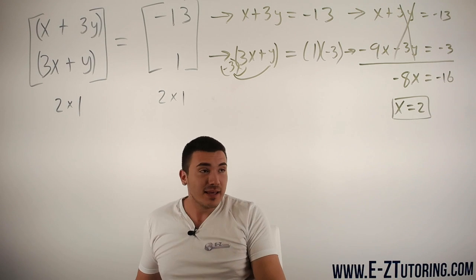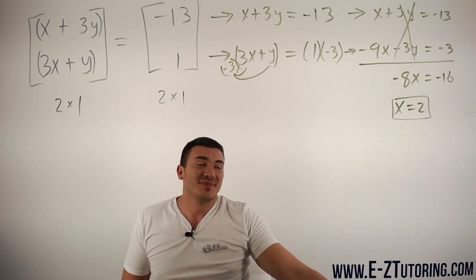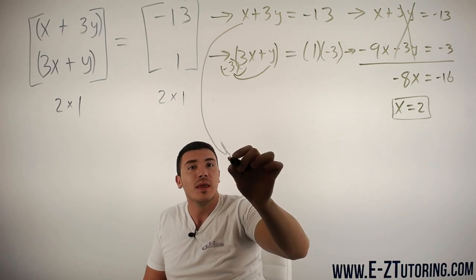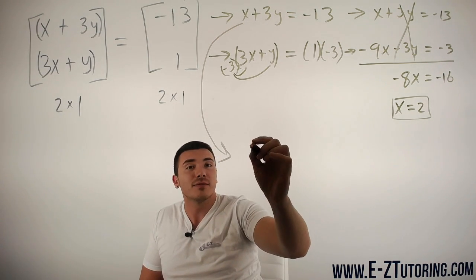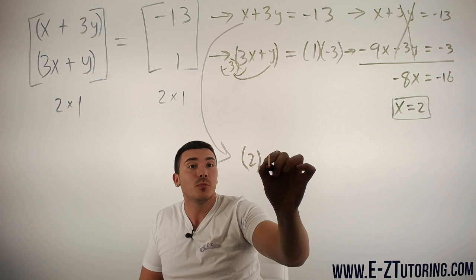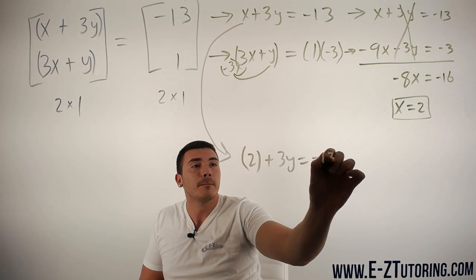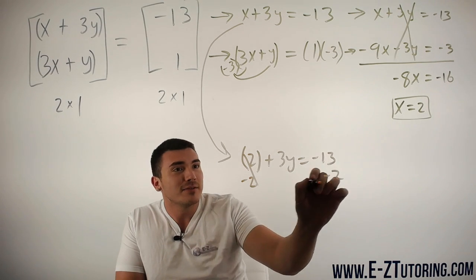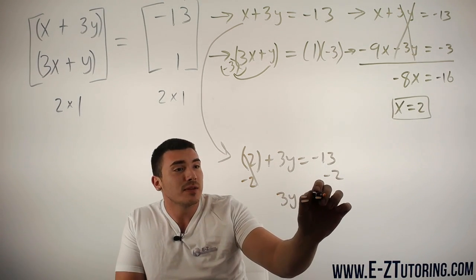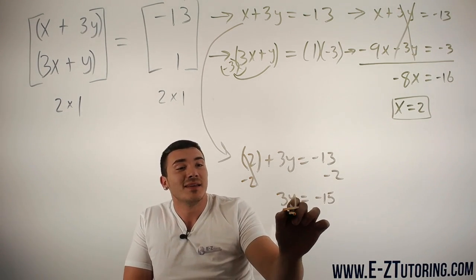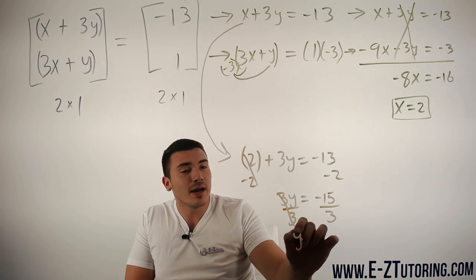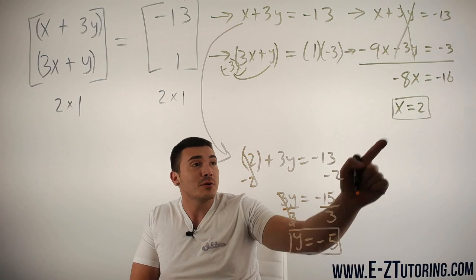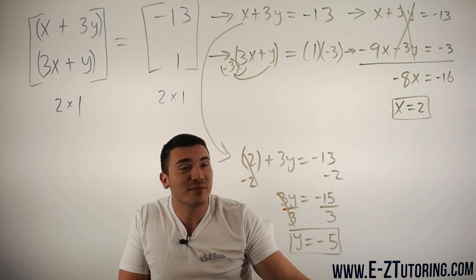So we found x, but we also need to find y. How do we do that? Well, we just take one of our equations with x and y and just plug in for x. So instead of x plus 3y, we do 2 plus 3y. And you just go ahead and solve this like a regular old equation. Minus 2, 3y equals negative 15 now. Divide by 3, y equals negative 5. So these right here are your 2 solutions, x equals 2 and y equals negative 5.